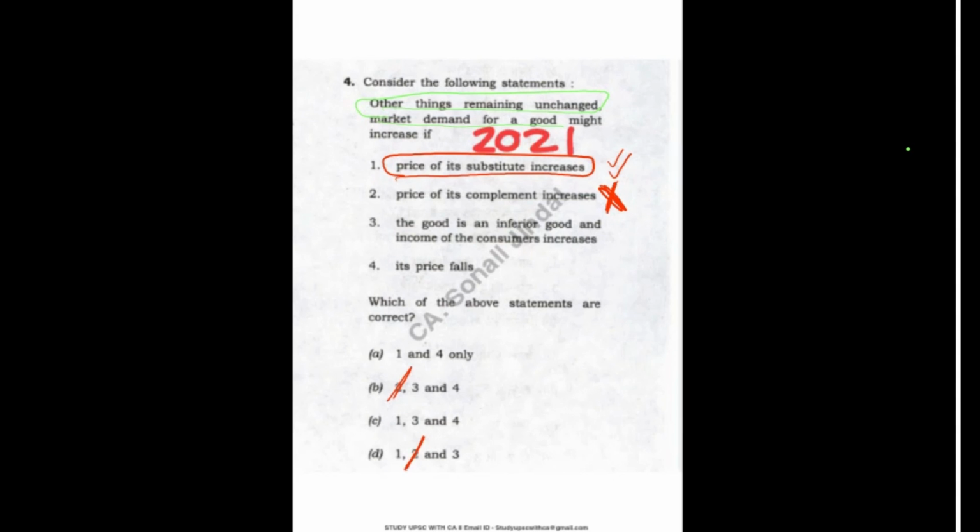The good is an inferior good and the income of the consumer increases. On the first page itself, I have said that if the price of a commodity decreases, demand for that good will increase certainly, but if it's an inferior good, then demand for that product will decrease with the decrease in prices. So this can't be the answer. We have to eliminate 3 as well. So we reach A. Price falls, it's directly related to the increase in demand.